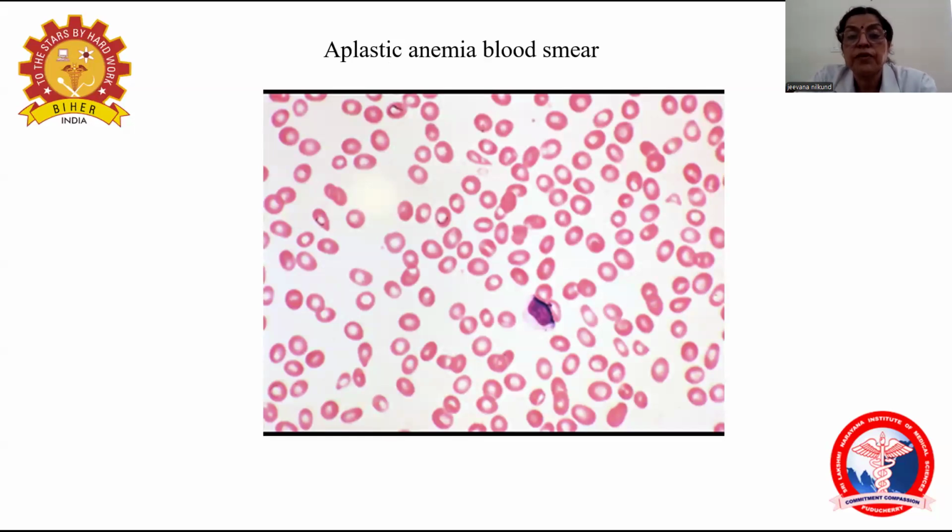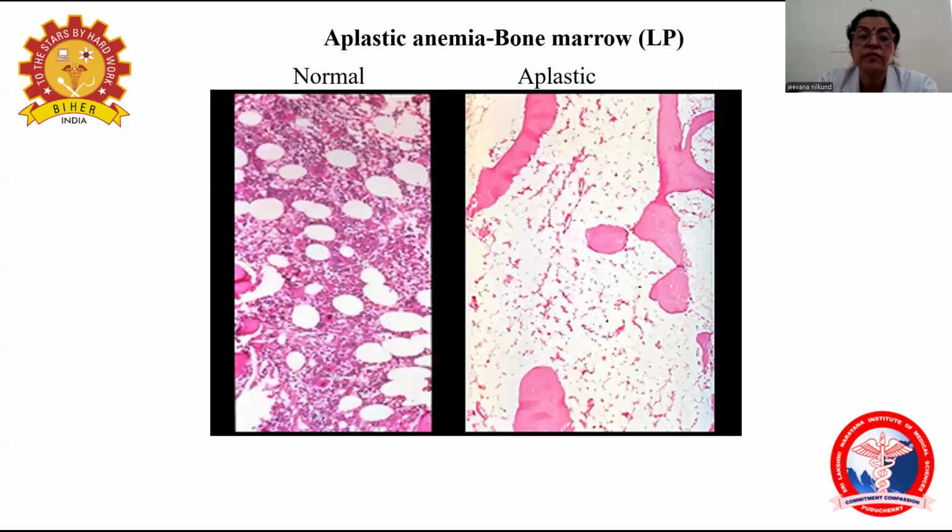This is how the peripheral smear looks in case of aplastic anemia. So the cells are all normocytic, normochromic with mild anisocytosis, and there is reduction in WBCs as well as platelets. If we take a picture of this bone marrow biopsy, the normal biopsy would show that about 75% is hematopoietic cells, and only 25% or less is fat cells. So these clear spaces are all the fat cells.